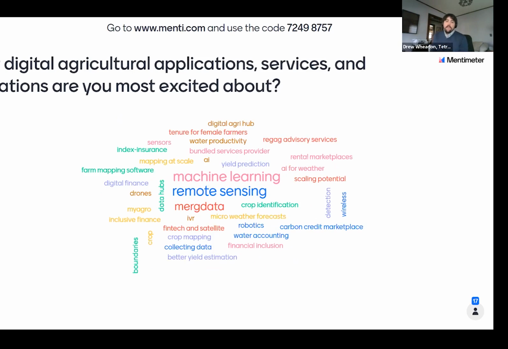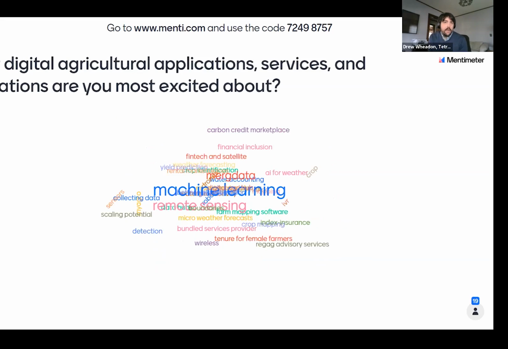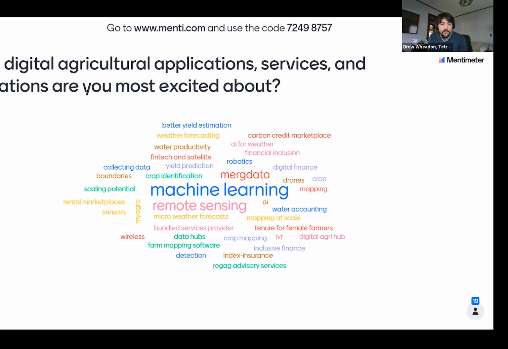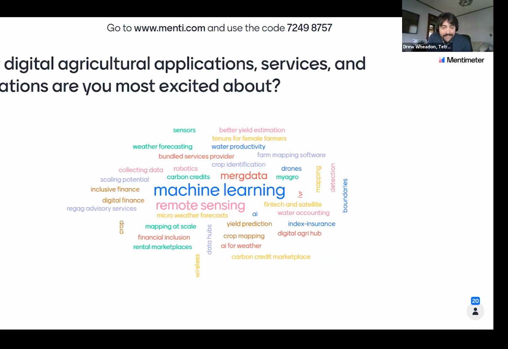And maybe one more piece of context here. As we split into our breakout rooms, we're going to use these word clouds to frame the first couple of deep dive discussions that we have within the breakouts. And we'll share the word clouds as well. Merge data, okay. Farmerline's platform is coming out here. That's great to see.